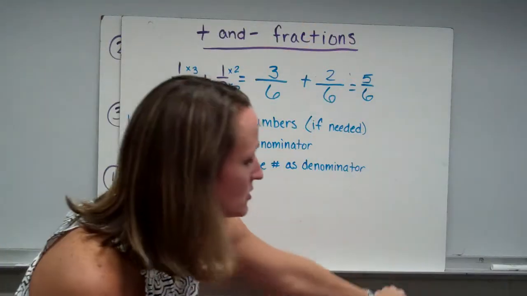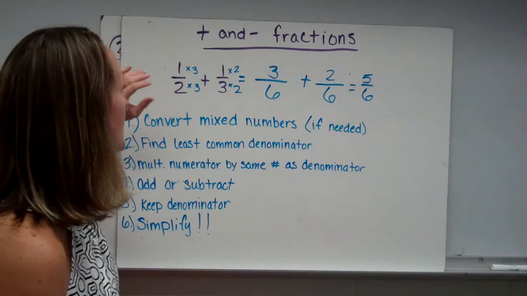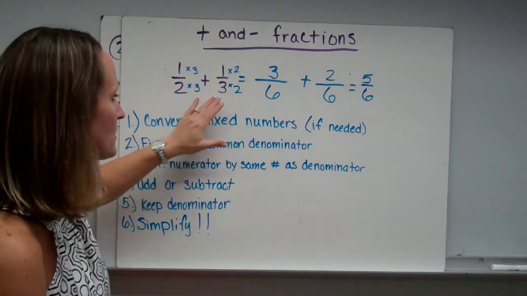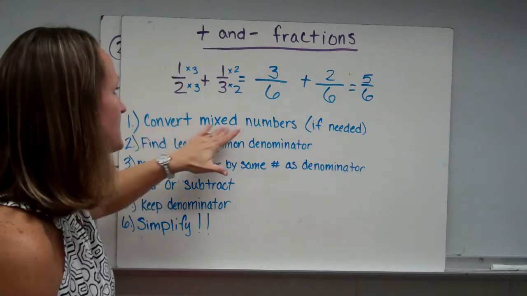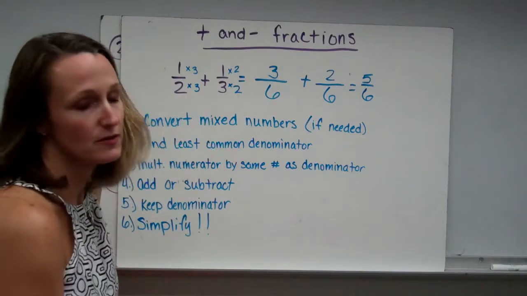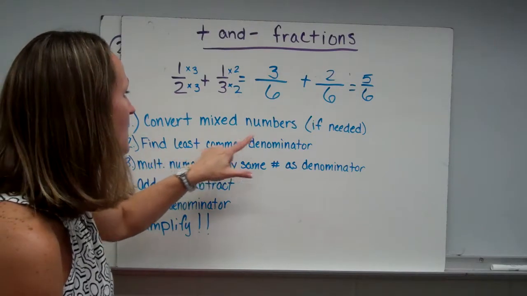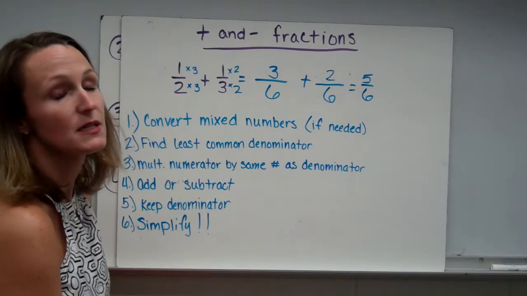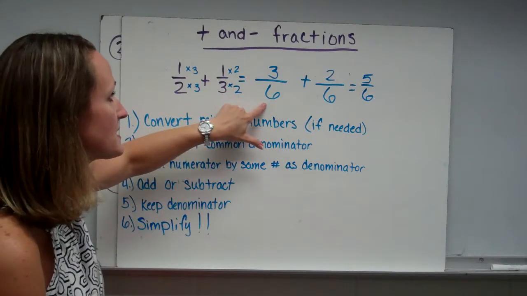Okay, so now let's do some actual adding and subtracting. Let's say we want to add 1/2 plus 1/3. Okay, so there are some steps. One, we want to convert mixed numbers. Well, 1/2 and 1/3, there's not a mixed number, so we don't have to worry about that. Two, we need to find the least common denominator, which means least common multiple. So for 2 and 3, the least common multiple is going to be 6.